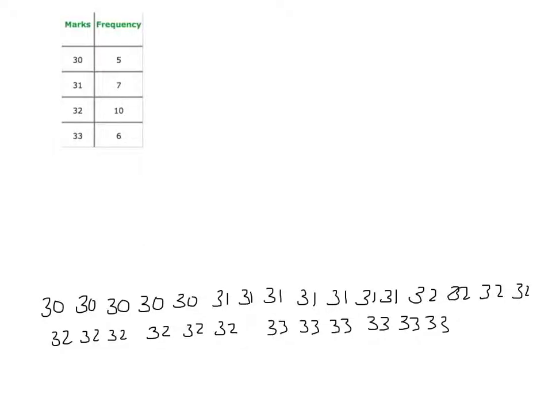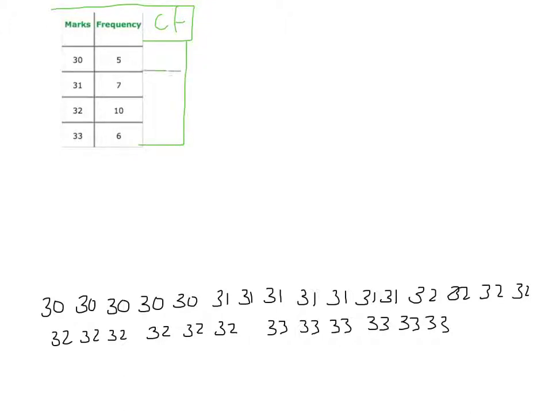In this example, we're looking at a cumulative frequency table. I've currently got only the frequency in this table, and it's looking at the marks that a set of pupils have achieved in a test. The first line tells us that 5 pupils scored 30, 7 pupils scored 31, 10 pupils scored 32, and 6 pupils scored 33. Now if I add in a cumulative frequency column, and remember that's keeping a running total.